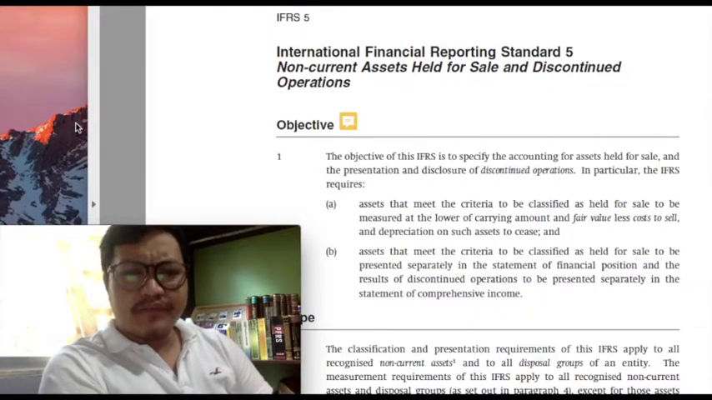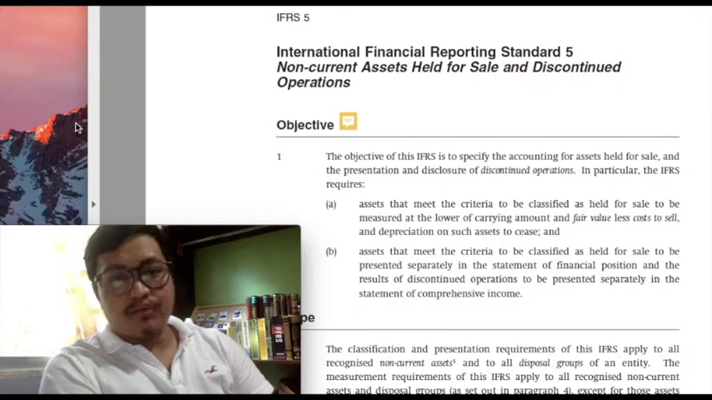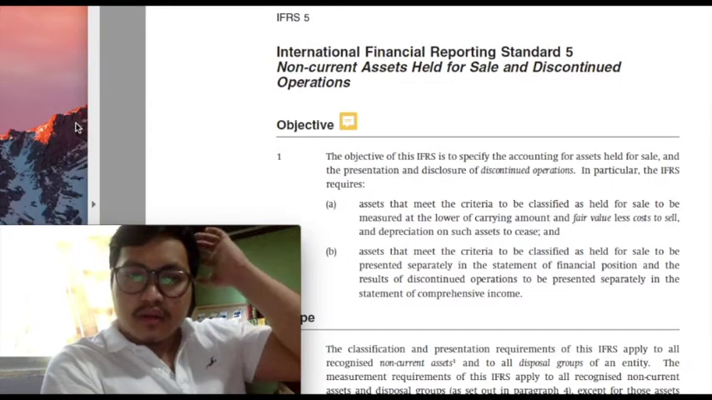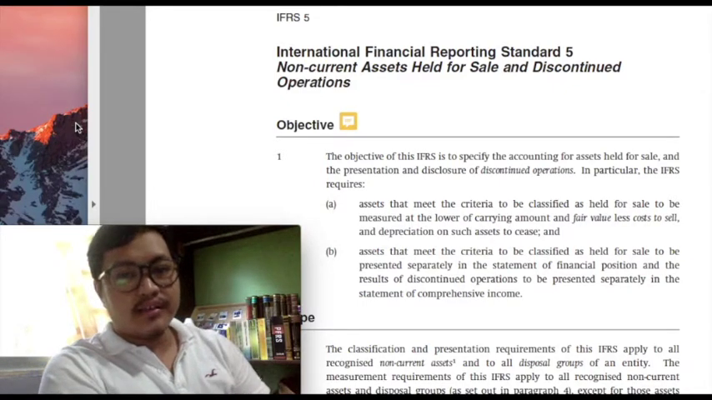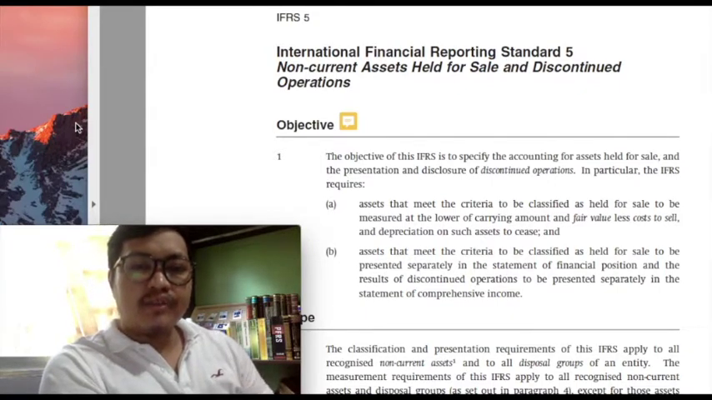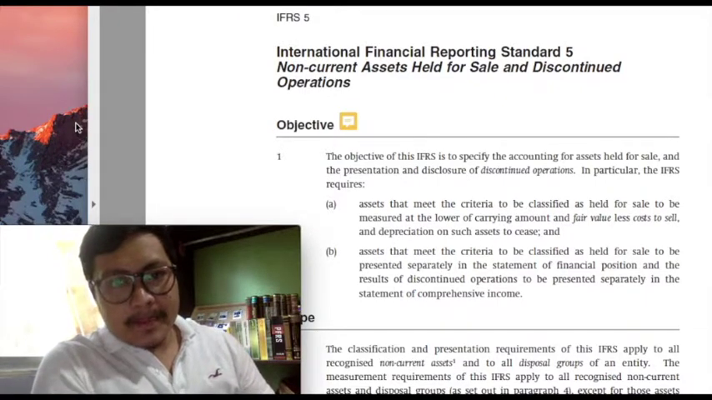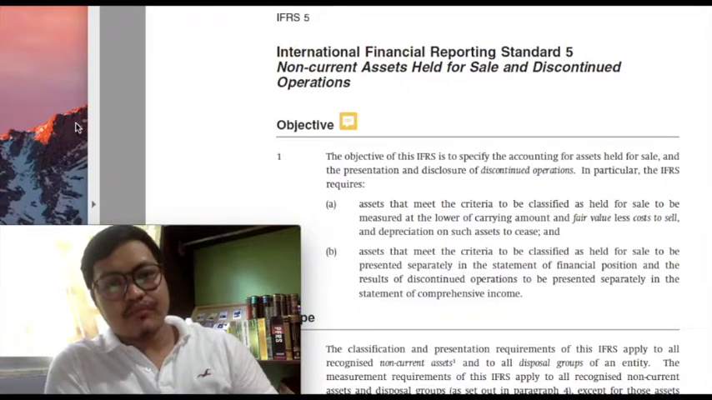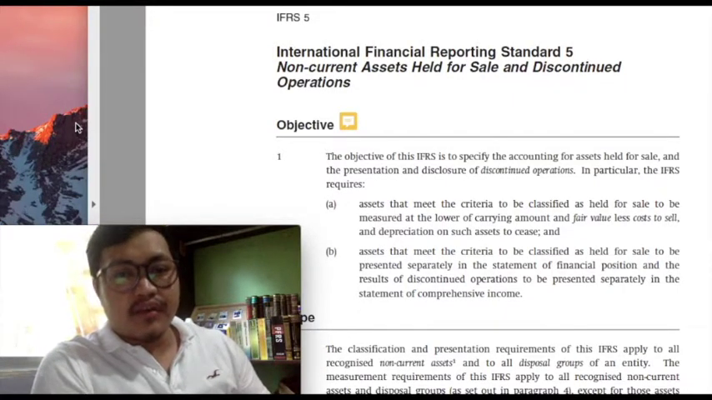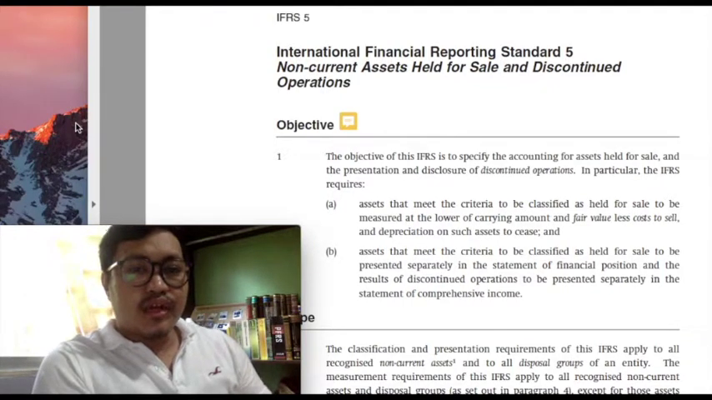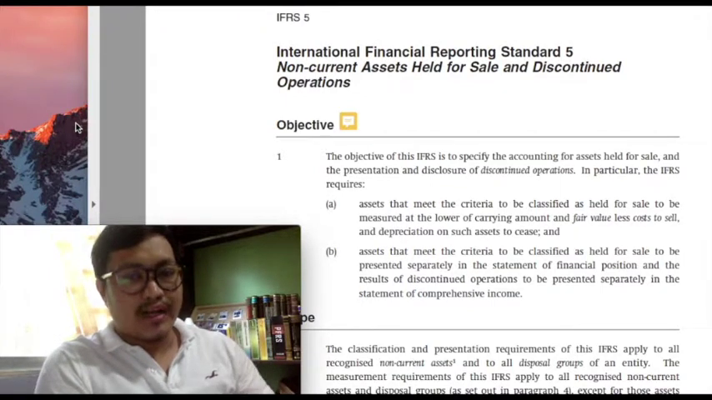So for PFRS 5, we can actually split this into two, class. The first part would be the rules or the treatment provided by the standard for non-current assets held for sale. The second part would be the rule on how to report discontinued operations. They are presented together, class, because the rules on non-current assets held for sale would apply even if we're not just talking about one asset.